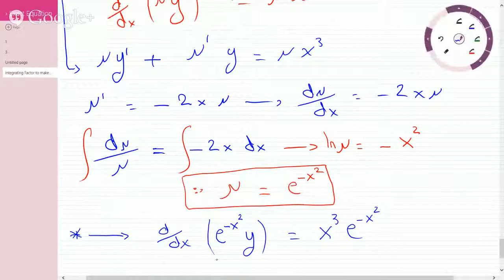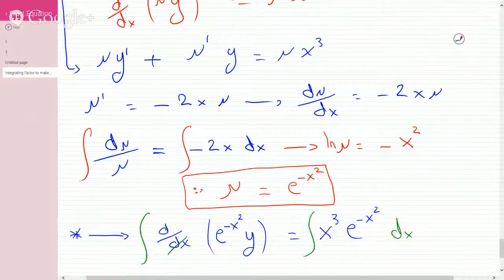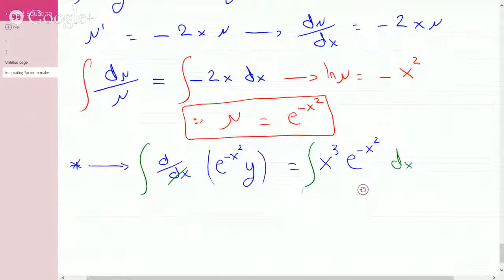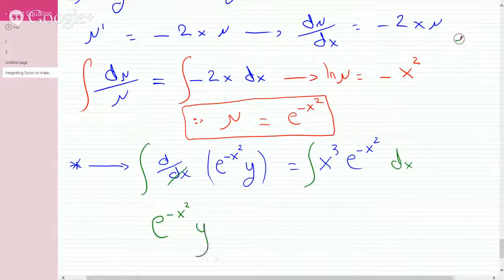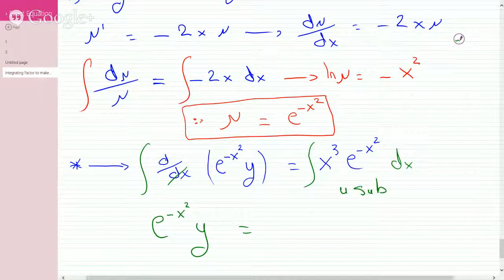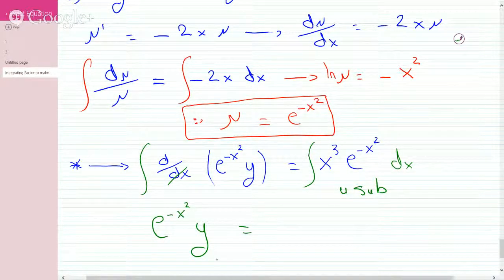And now what we can do is we can move this dx here and we can integrate both sides, and the integral just replaces the derivative and we get the actual function inside on the left hand side, because the integral will undo the derivative. And then on the right hand side we will use u sub first to try to simplify this integral, right? So let's do that.